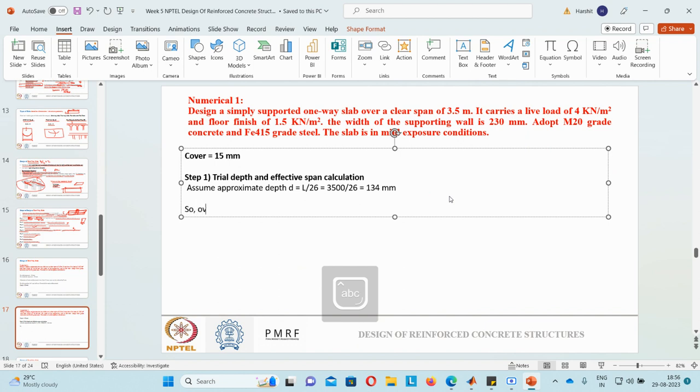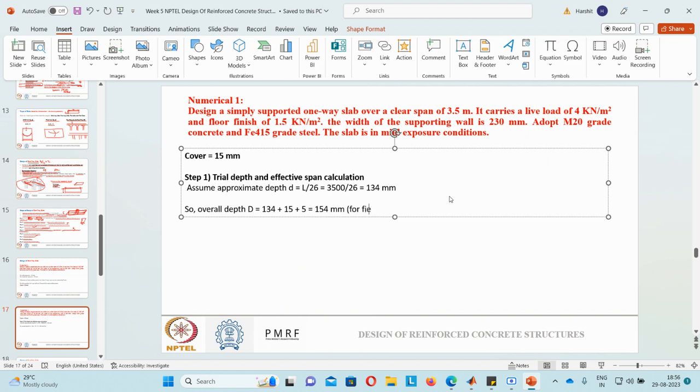So overall depth D is equal to small d. Now see one more thing. If I am calculating overall depth from effective depth, it will be 134 plus clear cover 15 mm, plus radius of the bar, 10 mm diameter bar so 5 mm. So it will come out to be 154 mm.